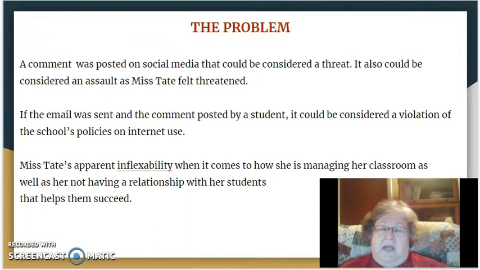Now, the problem. The comment was posted on social media and could be considered a threat. Could also be considered assault as Miss Tate felt threatened. If the email was sent and the comment posted by a student, it could be considered a violation of the school's internet use policy. Another problem is Miss Tate's inflexibility. When in her classroom, she is so strict that the students are stressed out and they're not achieving their best.